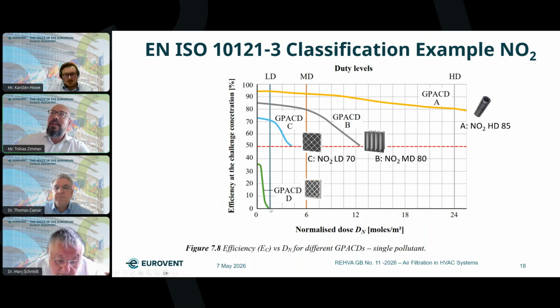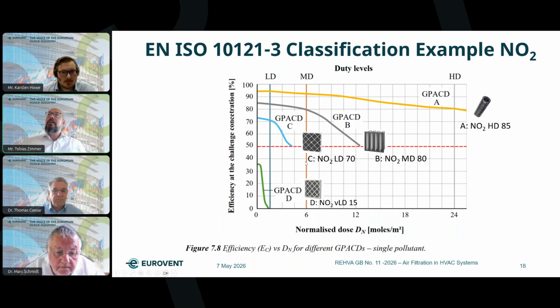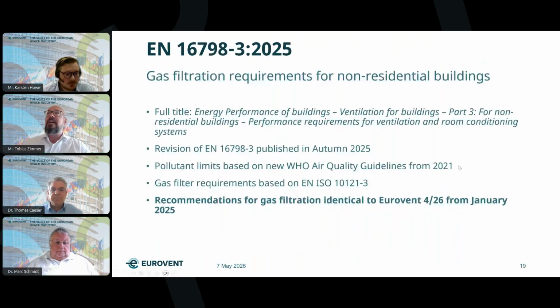So how to classify? It didn't qualify as a light duty because it is below 50, at least at one point. So what we have here is basically the classification for everything that doesn't make it to reach a light duty. We have the so-called VLD, very light duty, with an average efficiency of 15%. So just by looking at these numbers, you can quite easily classify the filters and see how good the different products are for that specific gas.